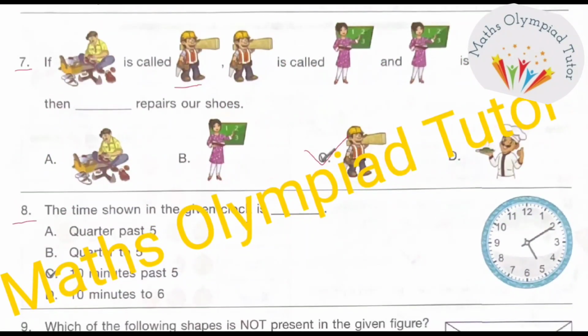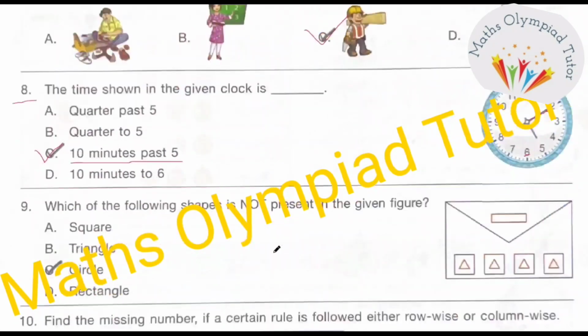Question 8 is the time shown in the given clock is. Now it shows the time as 5:10, 5 o'clock and then 10 minutes. So from this 12 to 6 we use the word past to tell the time. The word past is used from this 12. When minute hand is at 12 till it reaches to 6, we use the word past. So it is 10 minutes because the minute hand is at 2. This means 10 minutes have passed. So 10 minutes past 5 is the time which is being shown in the given clock. So we should select C here.